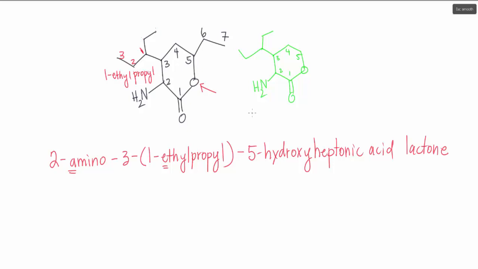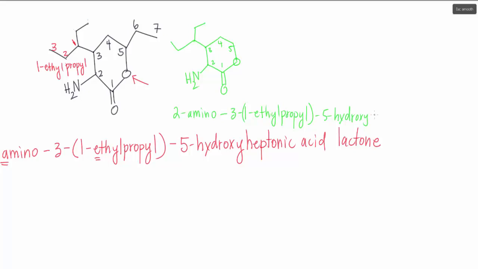So this would be, write this out, 2-amino-dash-3-(1-ethyl propyl)-5-hydroxy, and that's going to be pentonic acid, lactone. Okay.